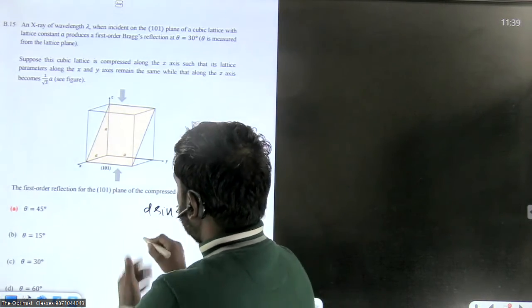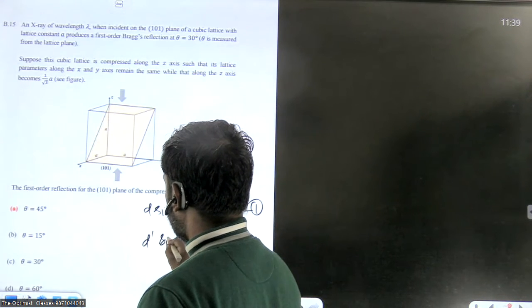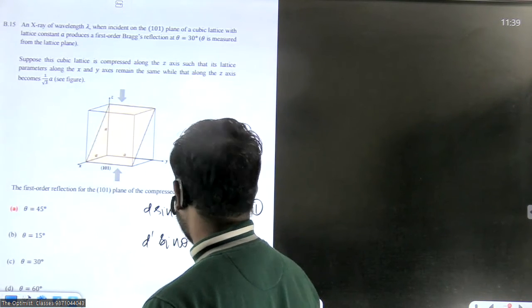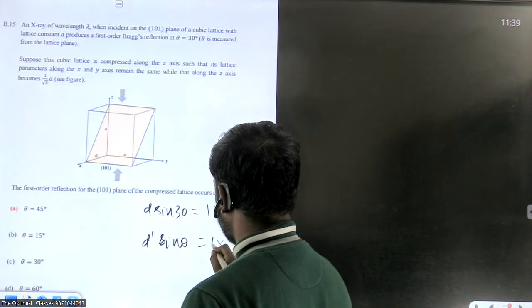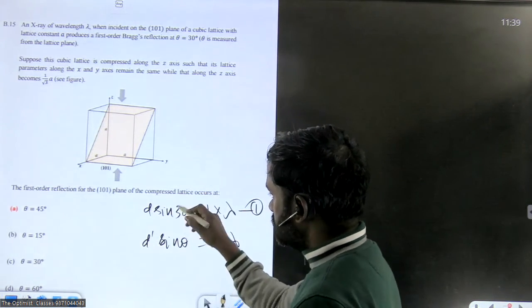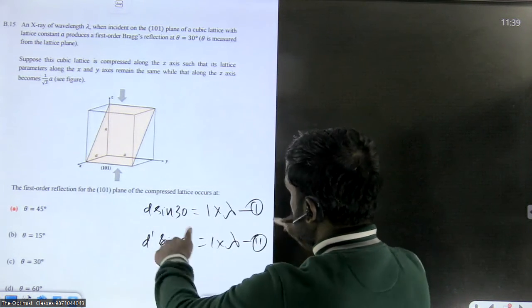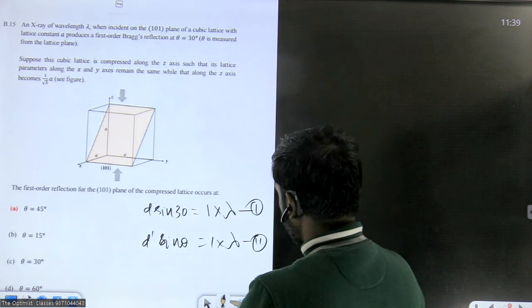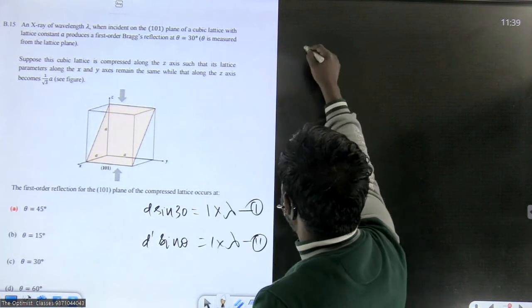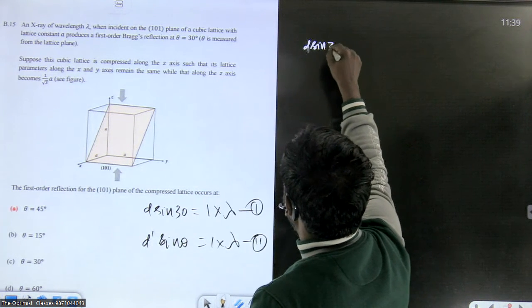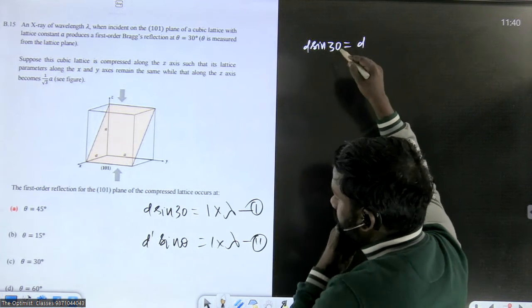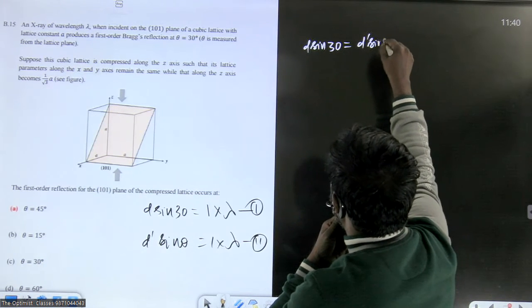Later, when you compress it, it becomes d prime, and we have to find the angle, sin theta prime. Sin theta, let us write that, is for first order diffraction lambda. So basically these two are the same. RHS is the same, so LHS will also be the same. So let us equate the two. So we write d sin 30 is equal to d prime sin theta.